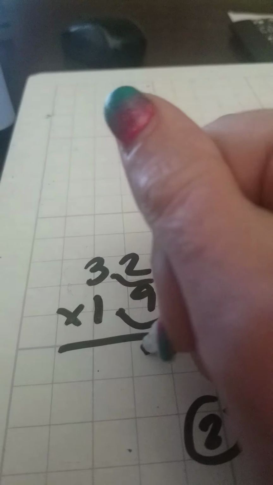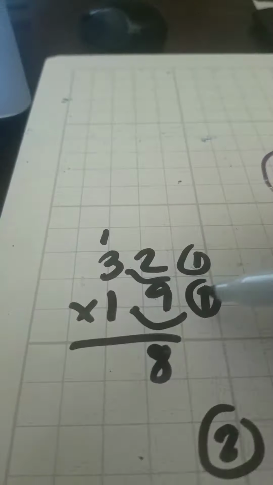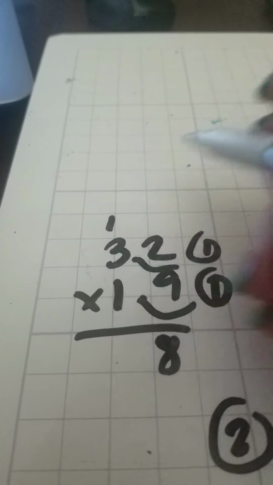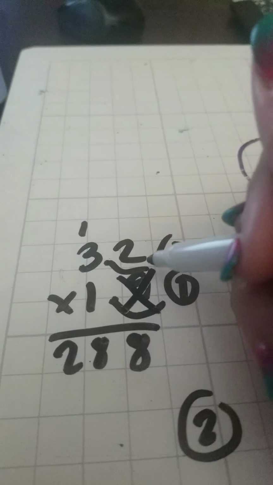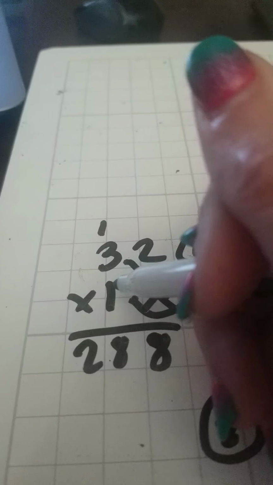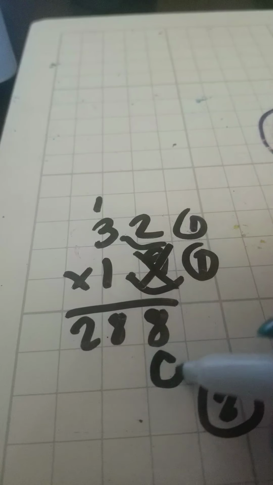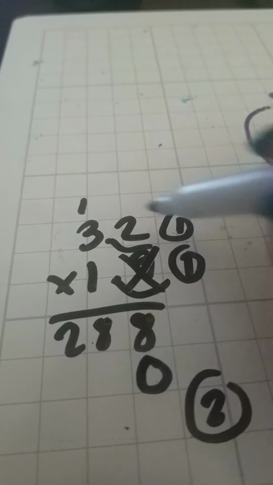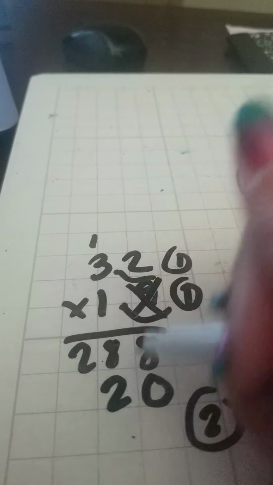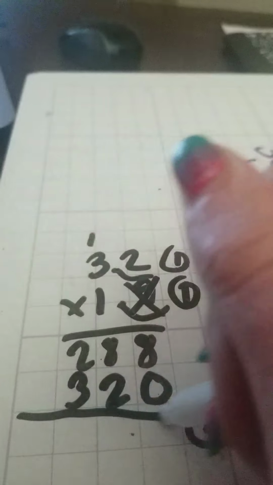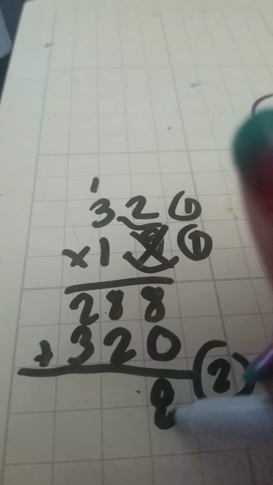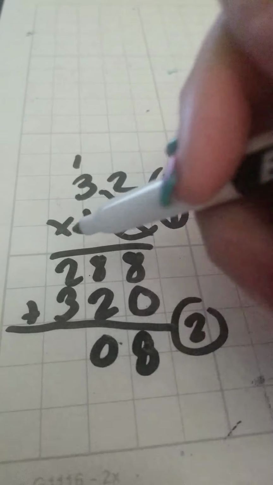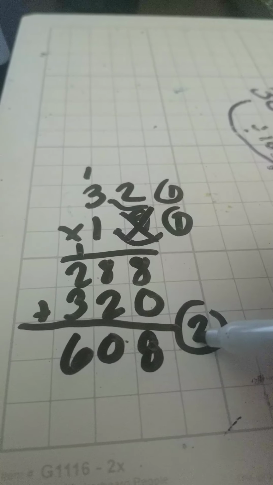9 times 2 is 18, so I carry a 1. 9 times 3 is 27, plus 1 is 28. I am done with this 9. Because I'm done with this 9 and I'm moving over to the tens place, I'm going to put a 0 in the ones place down here. 1 times 2 is 2, and 1 times 3 is 3. Now all I have to do is add these up. 8 plus 0 is 8. 8 plus 2 is 10, so I put a 0, carry a 1. 1 plus 2 is 3, plus 3 is 6.